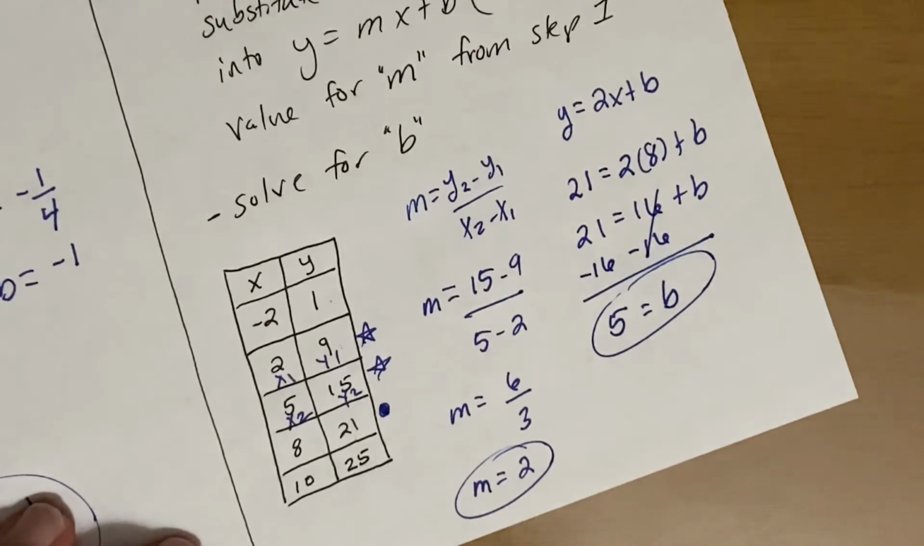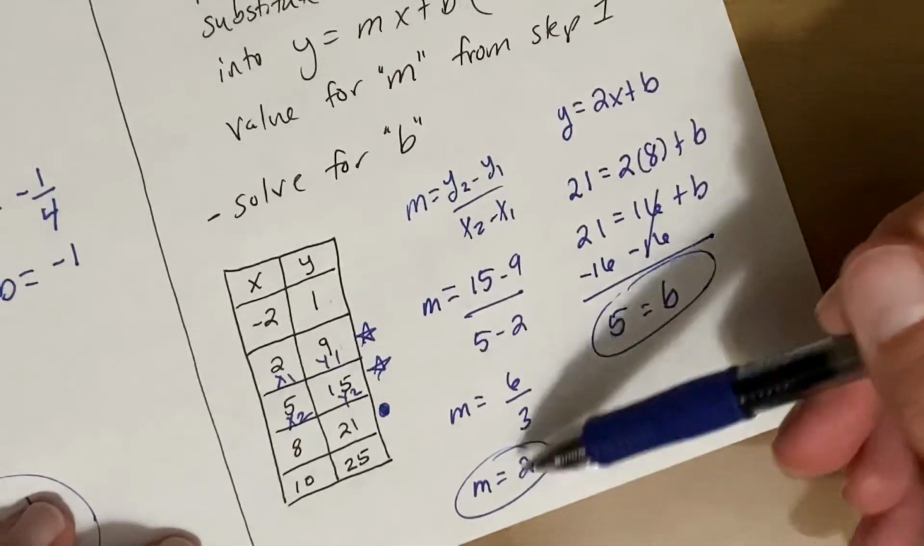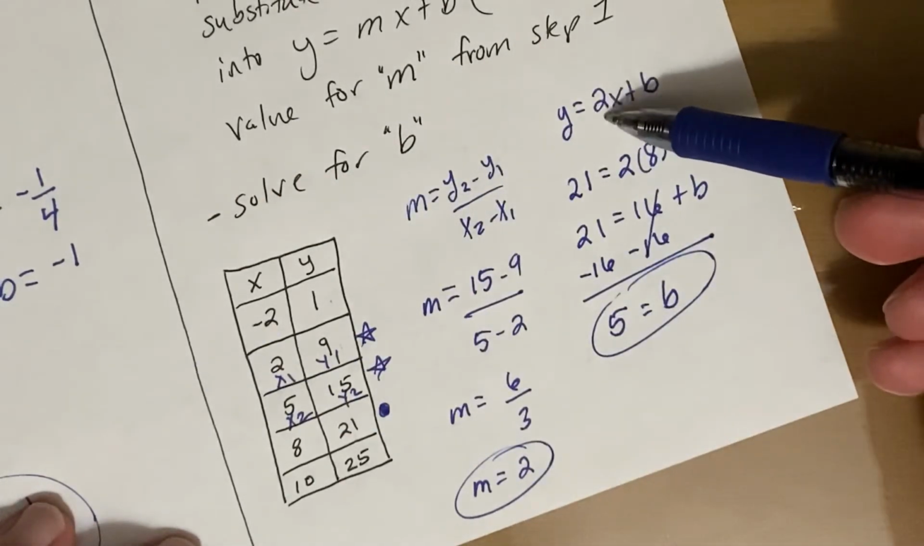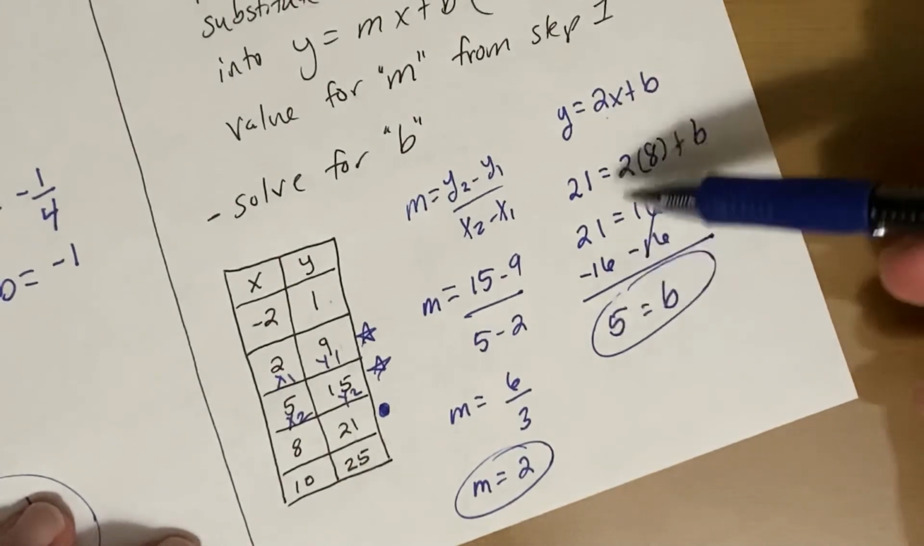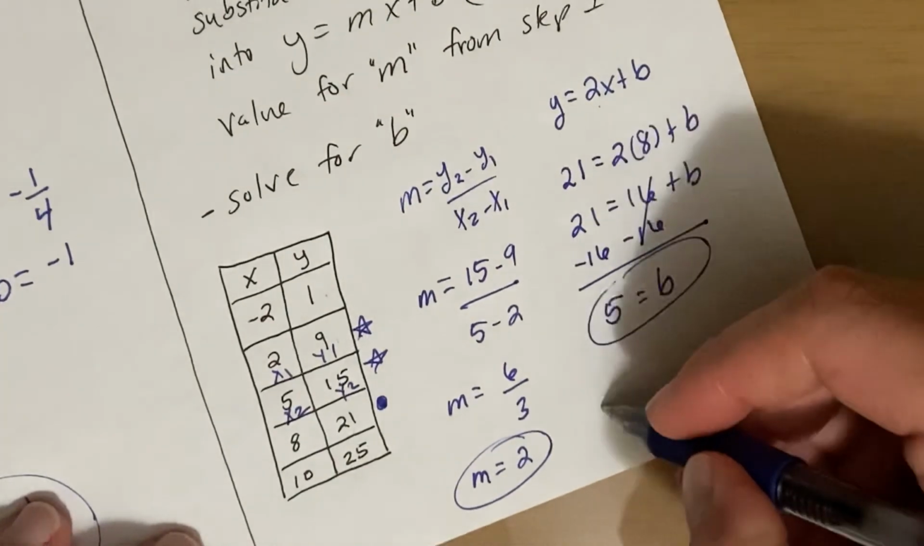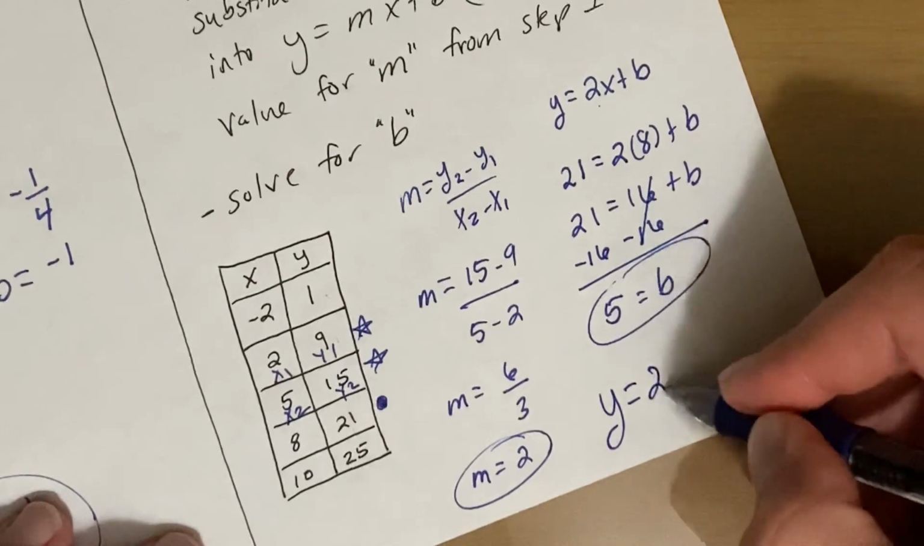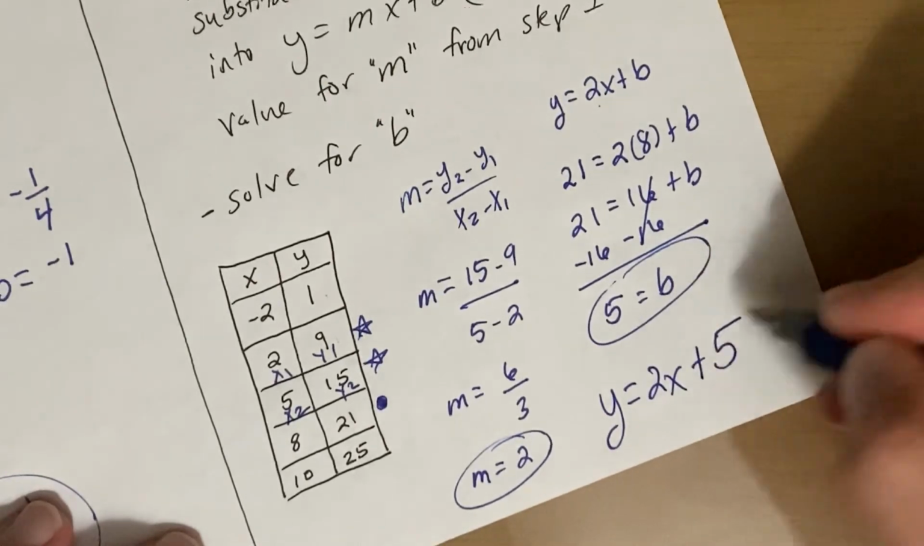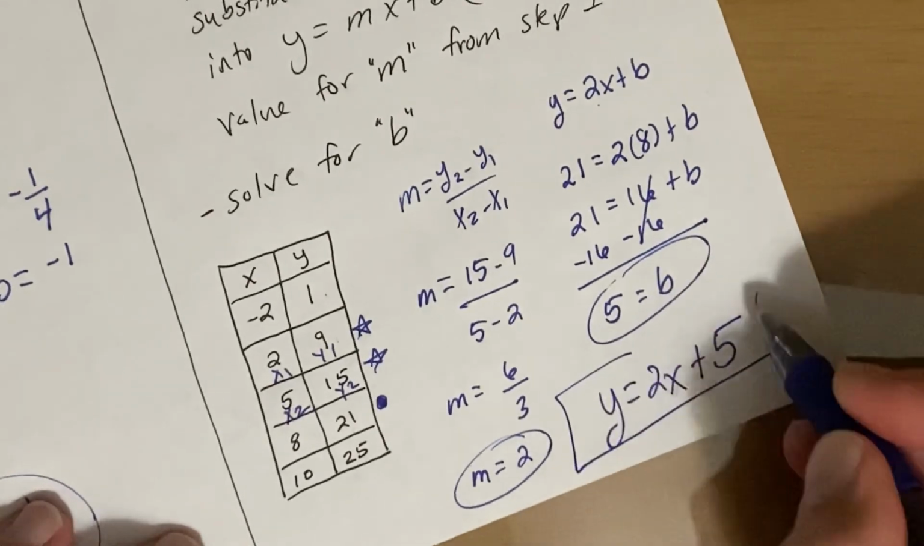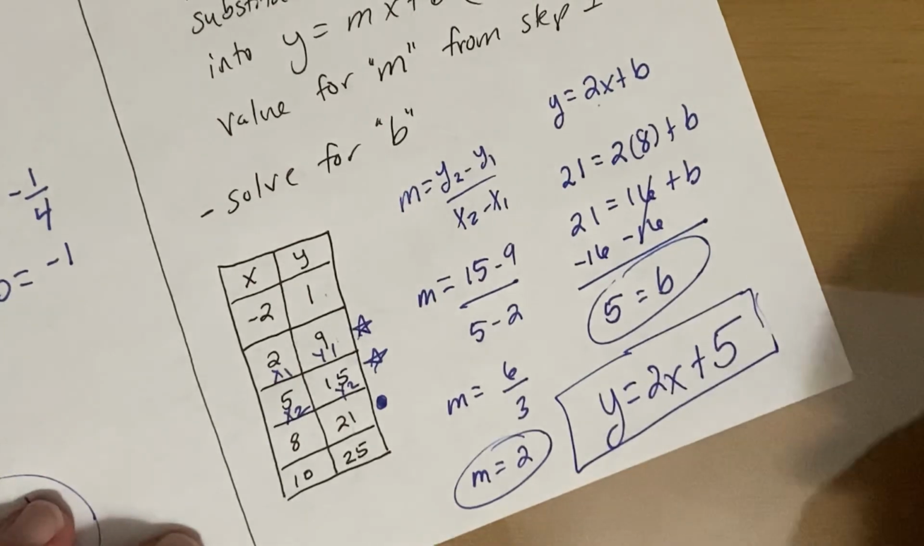So all I do now, just like I did on the graph, I take 2 and I plug it in for m, like up here. But now I take 5 and I plug it in for b. So my final equation, my rule, would be y equals 2x plus 5. That would be the rule of this linear function from the table.